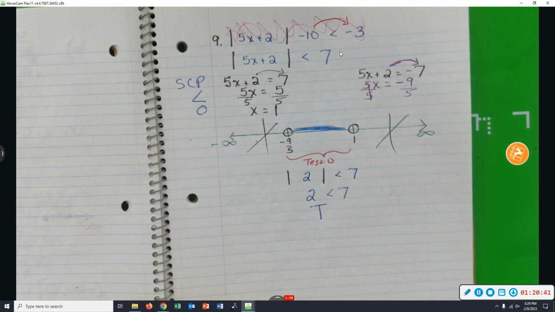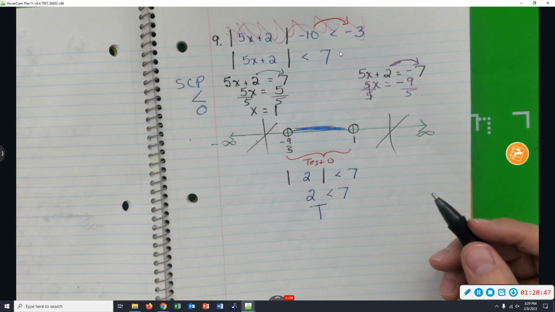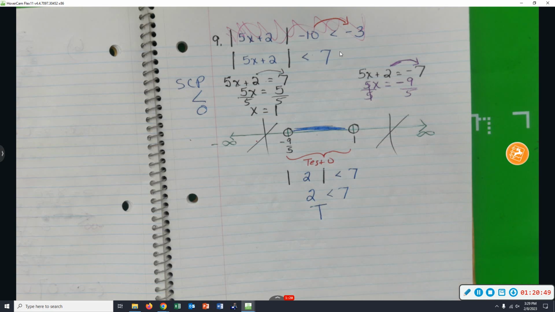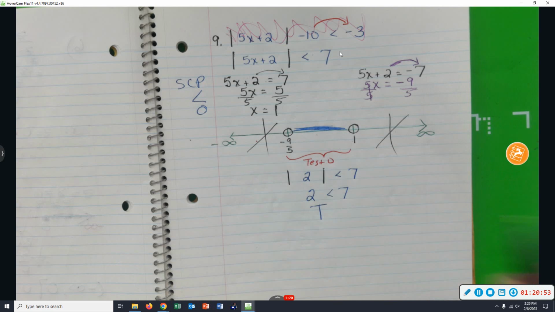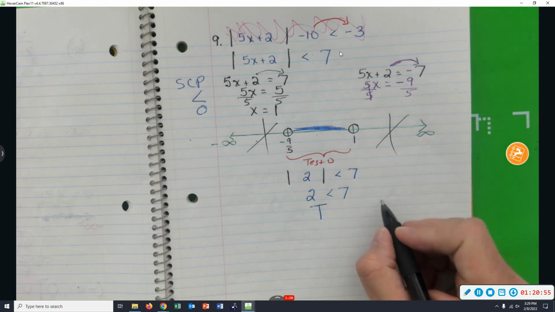So, will I have an infinity symbol? Will I have to type an infinity symbol in my answer? Yeah, a negative infinity. Okay, I meant a union. So will I have to type a union? No. Okay.